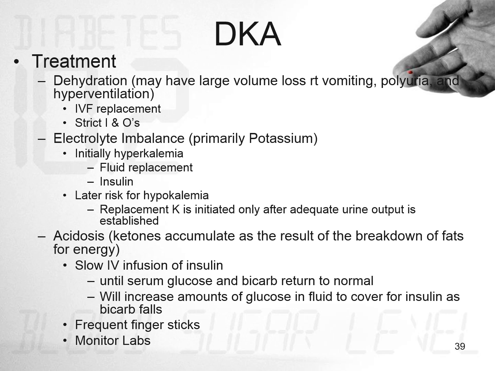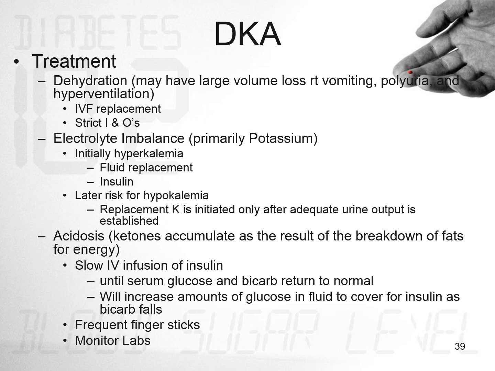Our treatment here, these patients are going to be dehydrated. So they may have a large volume loss related to vomiting, polyuria, and hyperventilation. So IV fluid replacement and strict I's and O's. They're going to also have electrolyte imbalances, primarily potassium. So initially they'll have hyperkalemia. So we're going to do fluid replacements and of course insulin as well.